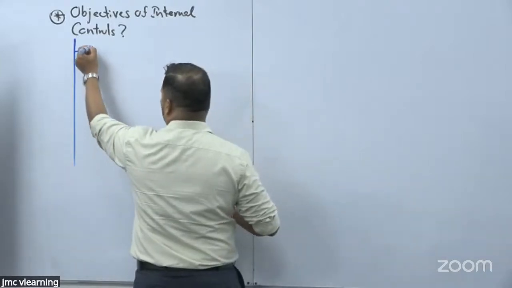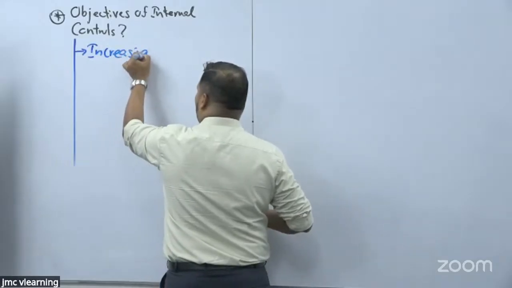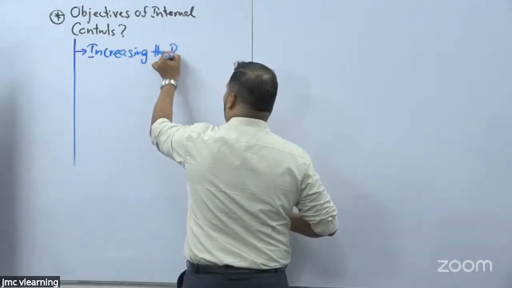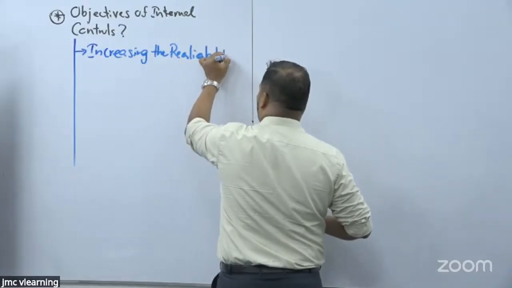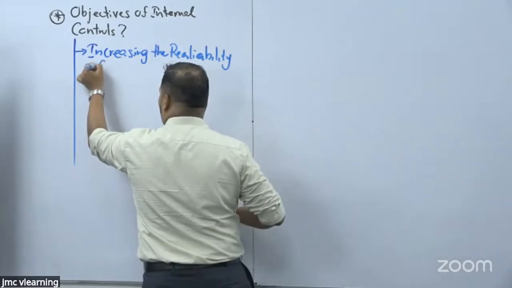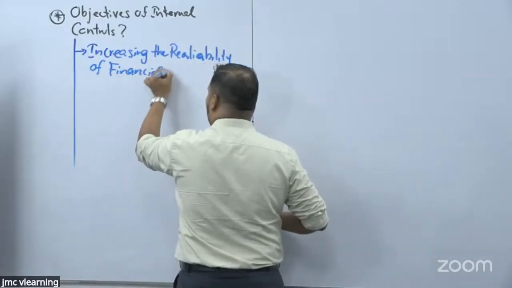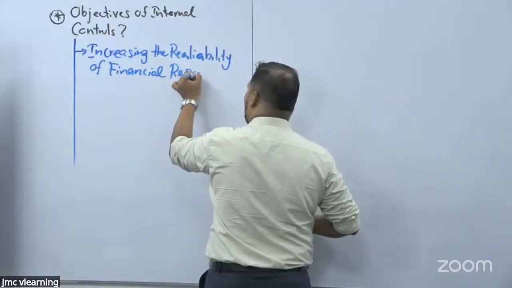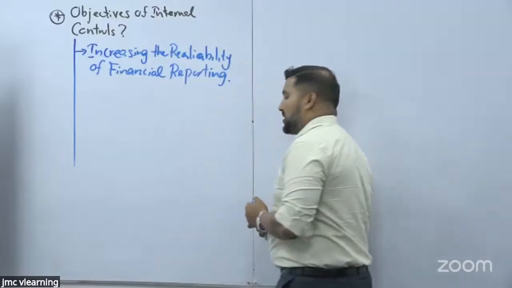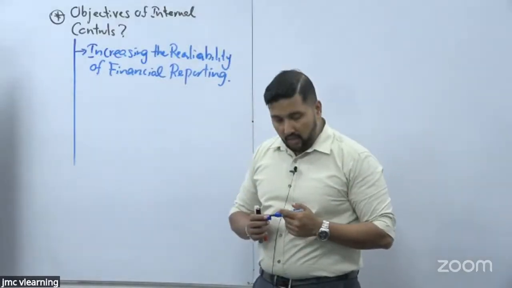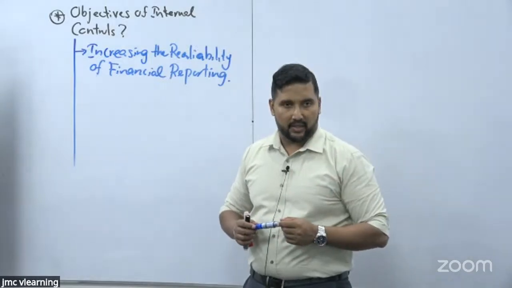The first one is increase in the reliability of financial reporting. Increase in the reliability of financial reporting. We'll take a few examples and discuss in detail. So, increasing the reliability of financial reporting. Now the question arises: how do internal controls increase the reliability of financial reporting?